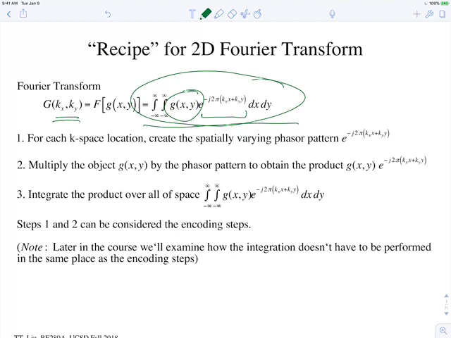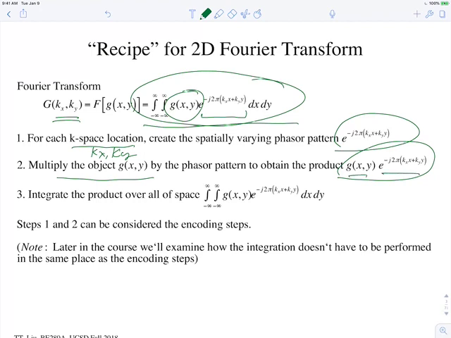So here's the idea. For each k-space location, for each kx, ky, you have to create this pattern. And that's what the gradients do. They create that pattern. Next, you need to multiply the object by the phasor pattern to get this product: the object times that phasor pattern.